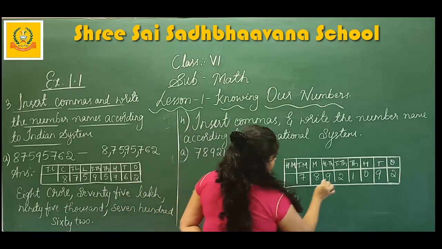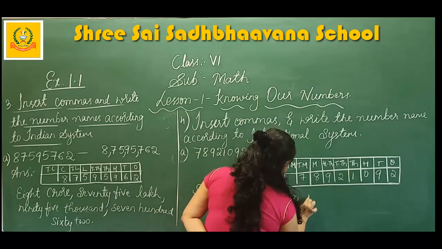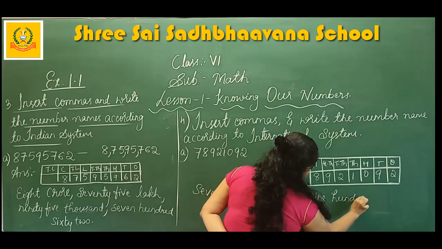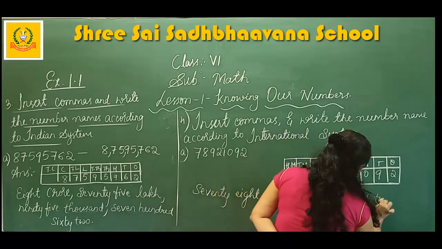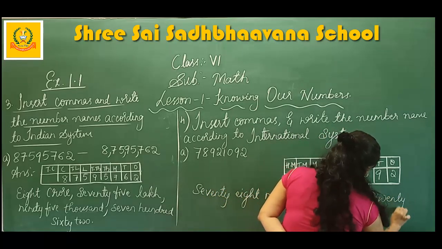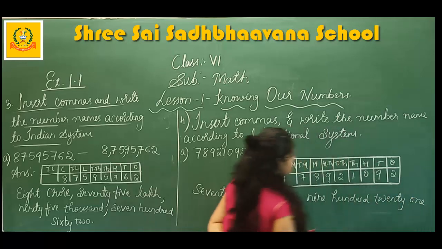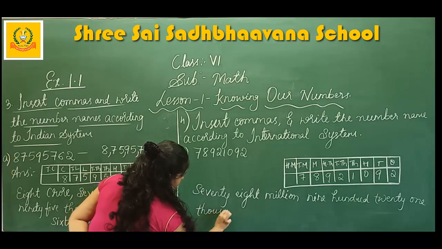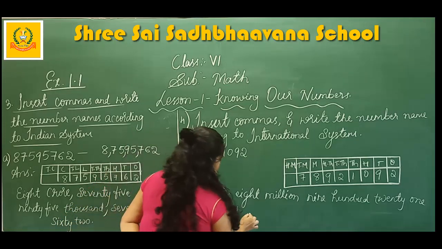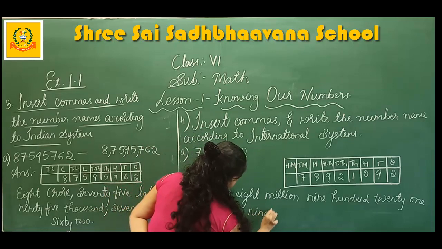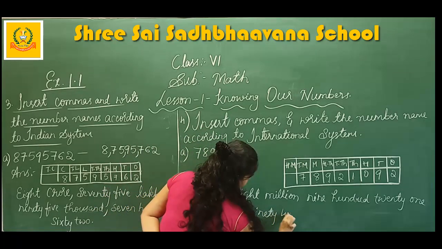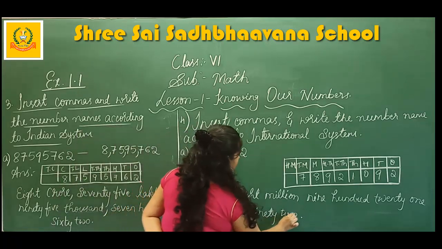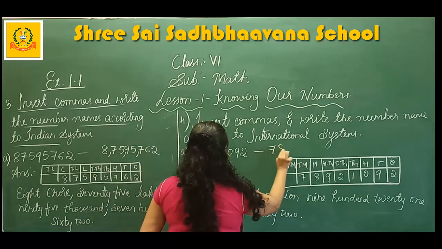million 921,000 92. So now we have to place the commas also.